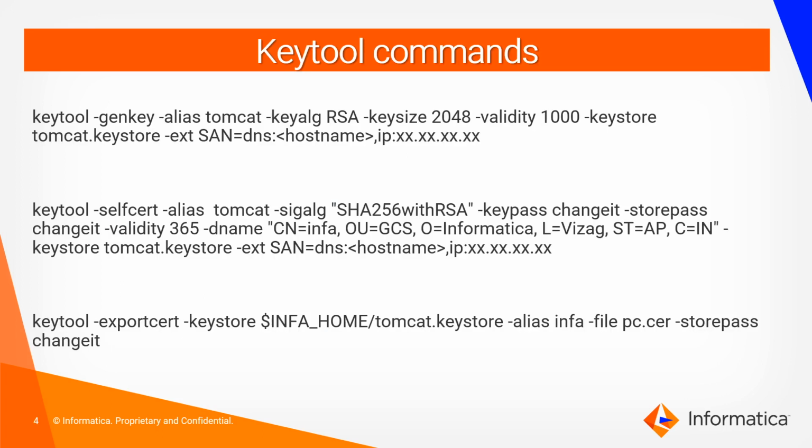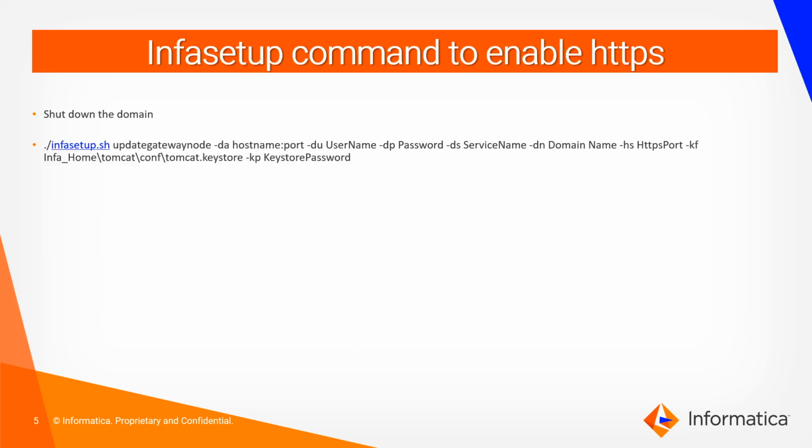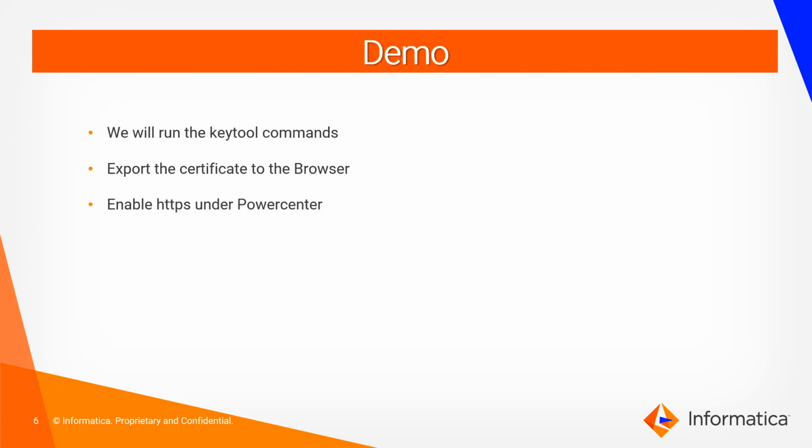So these are the three Keytool commands that we usually run for creating the self-signed certificates and exporting it. We generally run these commands in order to enable the HTTPS for the admin console and PowerCenter. Now it's time for the demo part, in which we will run the Keytool commands, export the certificate to the browser, and enable HTTPS under PowerCenter.